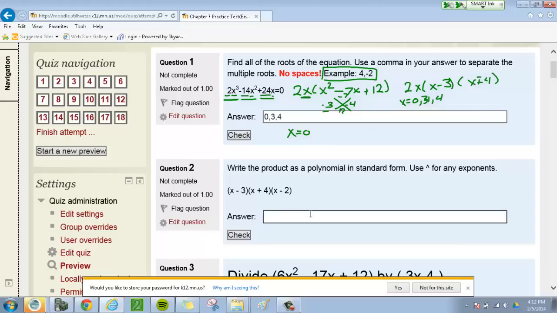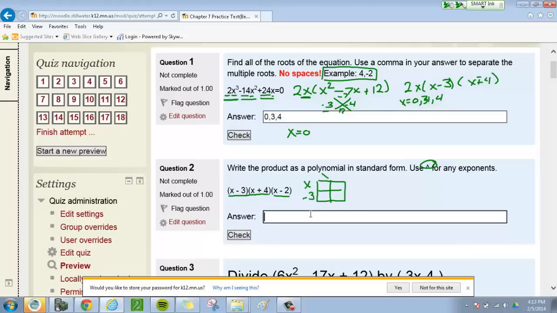And here it says write the product as a polynomial in standard form. Use carets for any exponents. Well, because I have 3 of them right now, I know that this can be tricky. What I'm going to do is figure out what this is, and once I figure out what that is, then I'm going to multiply whatever that is by that. So let's do a quick little box right here for the first two. There's our box.